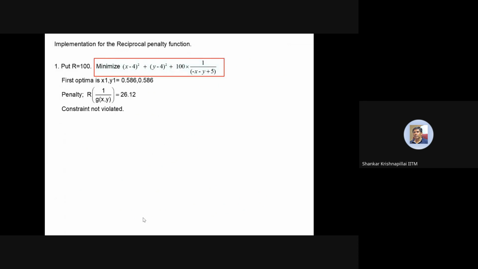The implementation of reciprocal penalty function. First you have to write this combined objective function q of x, the objective function plus penalty term. In this method also we know that at small values of r we get the correct answer. So you start with r equal to 100, 10, 1, 0.1, 0.001, etc., until we find the value of r at which convergence occurs.